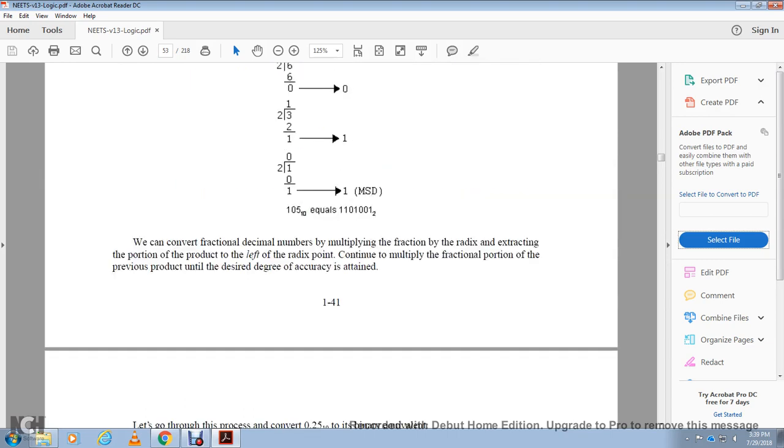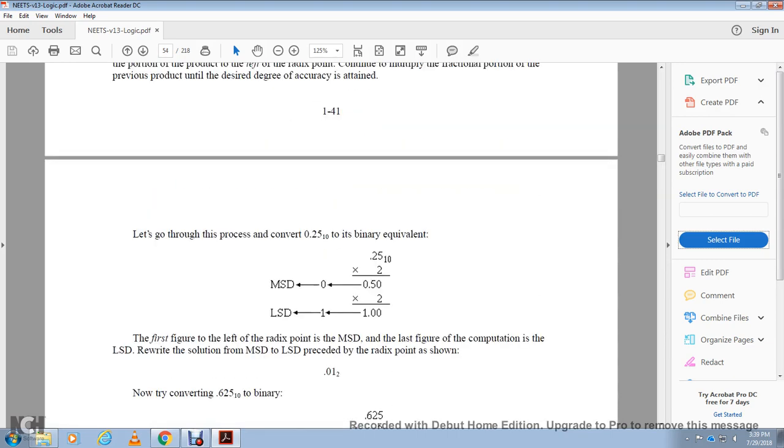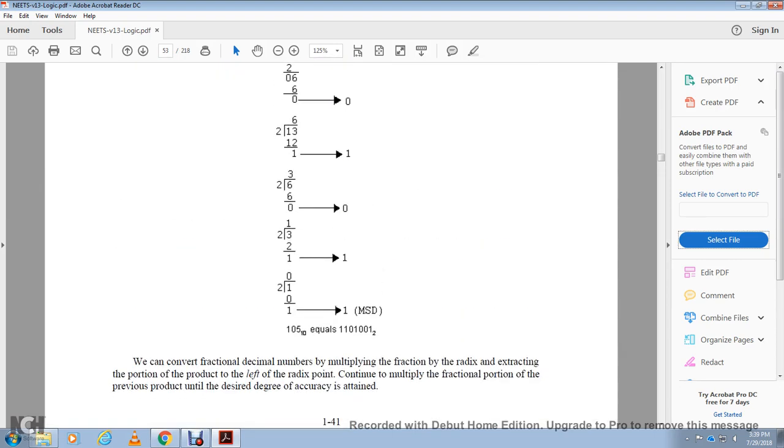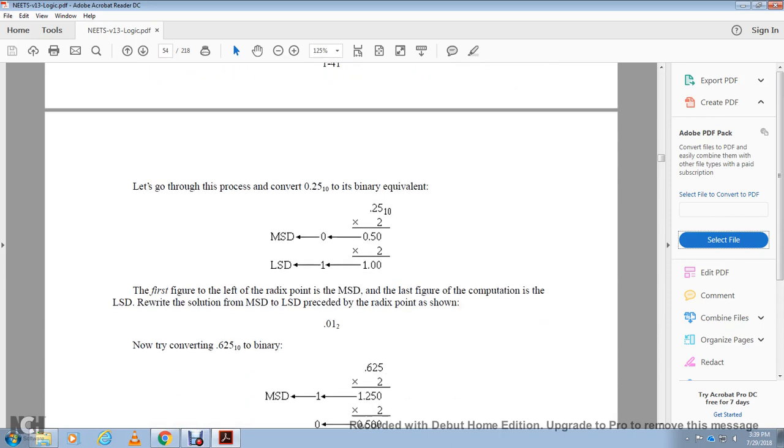Alright, remember that in the last one, dividing, the last remainder was the most significant digit, and when multiplying, the first digit obtained is the most significant digit.